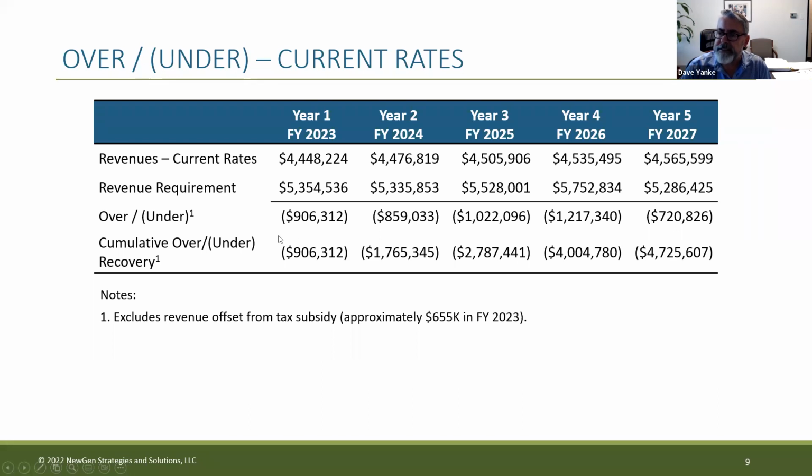That shortfall is being made up by a large part, or in total, by your tax revenue transfer. So it's very important: this under recovery is before you add in the tax revenue subsidy. For instance, in 2023, you have a transfer coming in of about $655,000, which would reduce that under recovery to about $240,000. Okay.